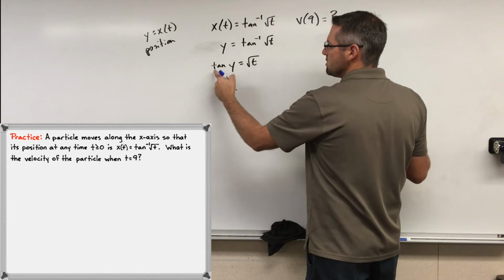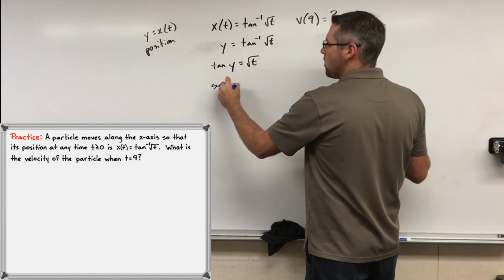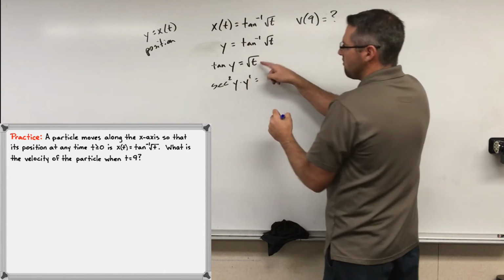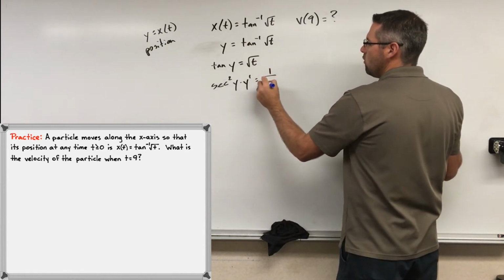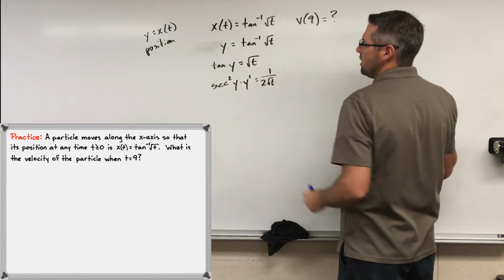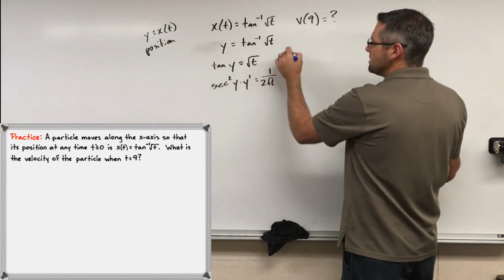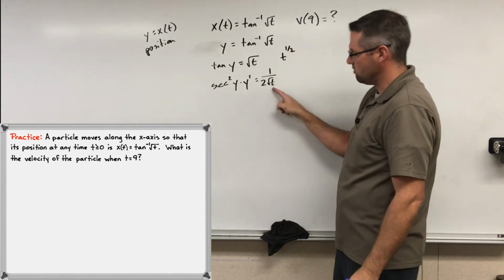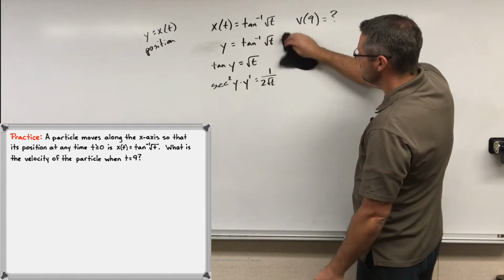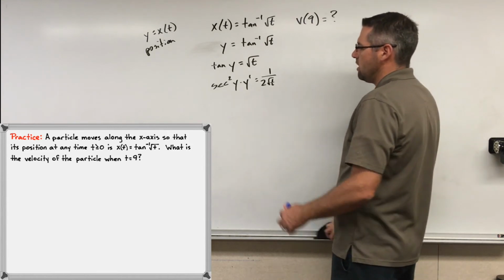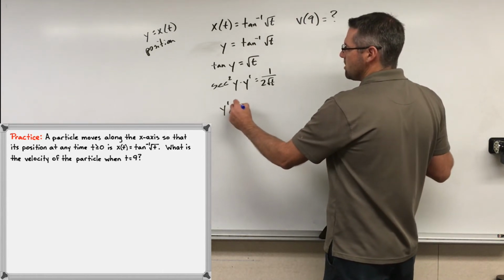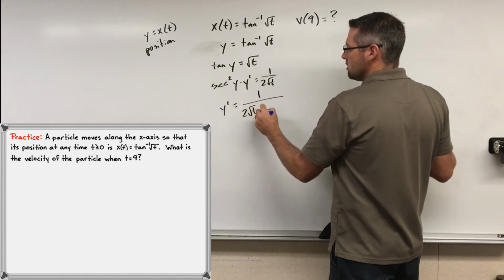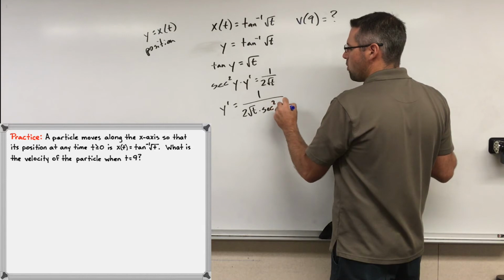Taking the derivative of this, the derivative of tangent of y is secant squared y times y prime equals the derivative of rad t, which is going to be 1 over 2 rad t. And if you didn't see that, you would write rad t as t to the 1/2. Then that becomes 1/2 t to the negative 1/2, which simplifies to 1 over 2 rad t. And then isolating y prime, we have y prime equals 1 over 2 radical t times secant squared y.